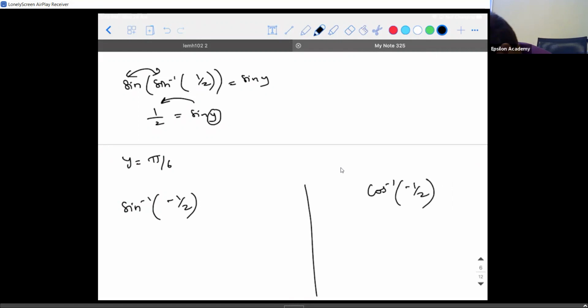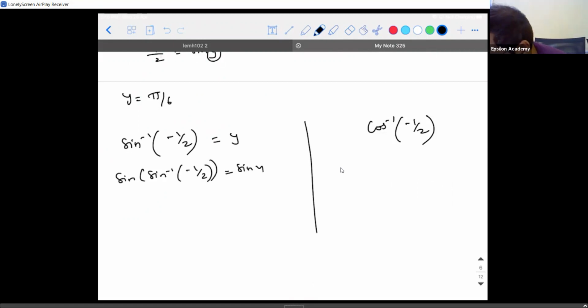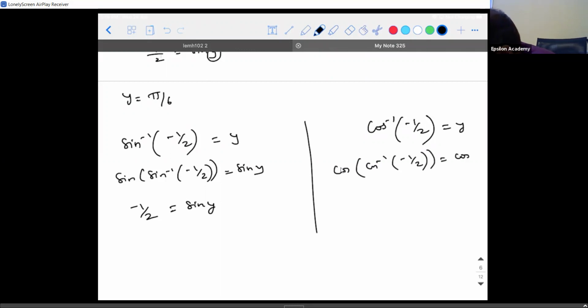Concentrate. So I'll assume this to be y. I will take sine on both the sides. Sine of sine inverse of minus half is equal to sine y. So sine of sine inverse of minus half is minus half, equal to sine y. Similarly here, I will assume this to be y. Take cos on both sides. Cos of cos inverse of minus half is equal to cos y. So minus half is equal to cos y.